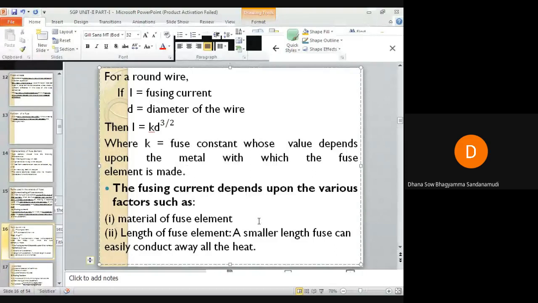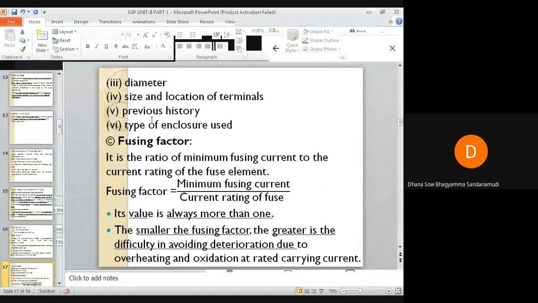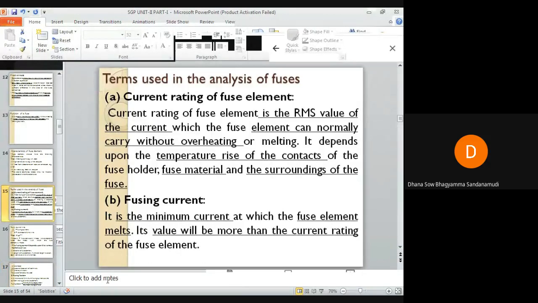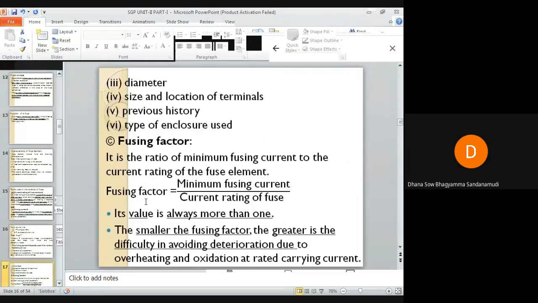It will depend on the length of the fusing element. If the length of the fusing element is small, it can easily take away the heat that is produced within the fusing element while current is flowing in it. The fusing current will also depend on the diameter of the fusing element.